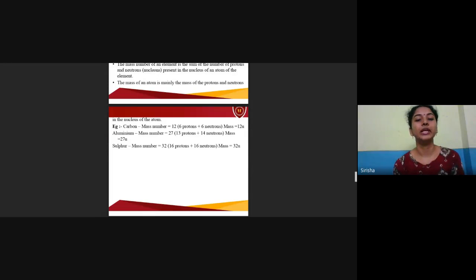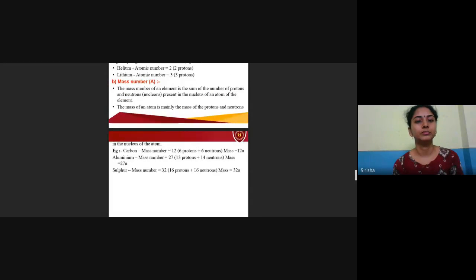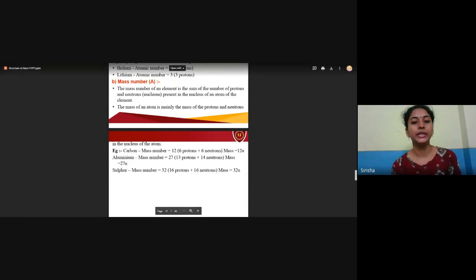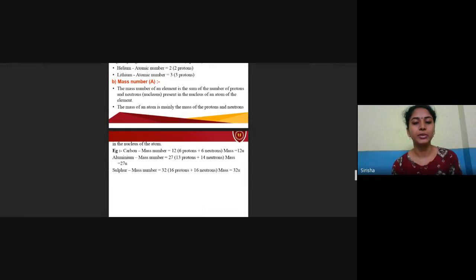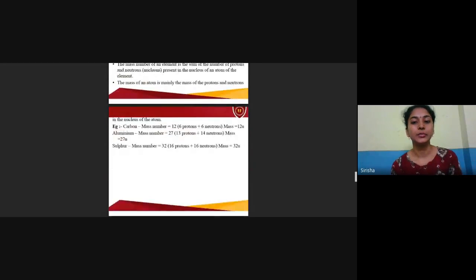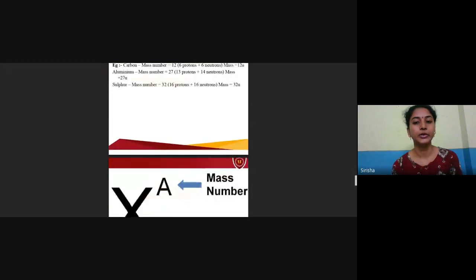For example, if you take carbon, the mass number is 12. That means 6 protons and 6 neutrons, that is, the mass is 12 units. Aluminium, mass number 27. Why? Because 13 protons and 14 neutrons are present inside. Sulfur, mass number is 32: 16 protons and 16 neutrons, 32 units.